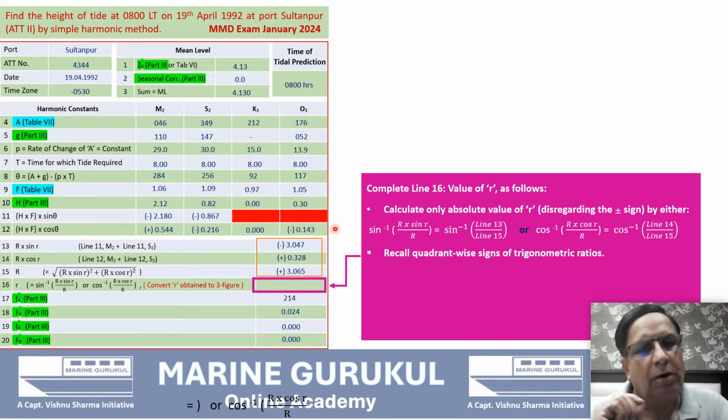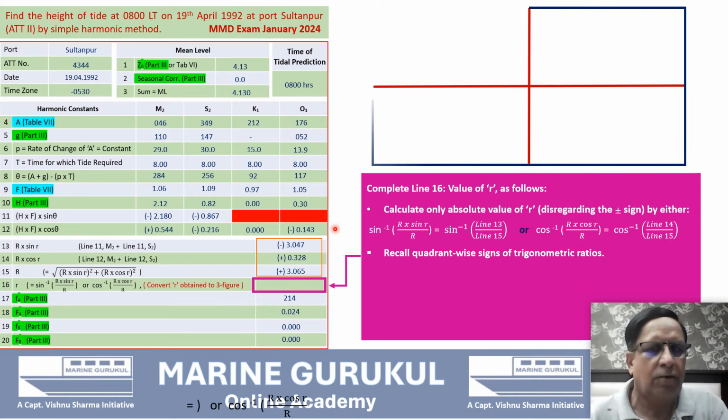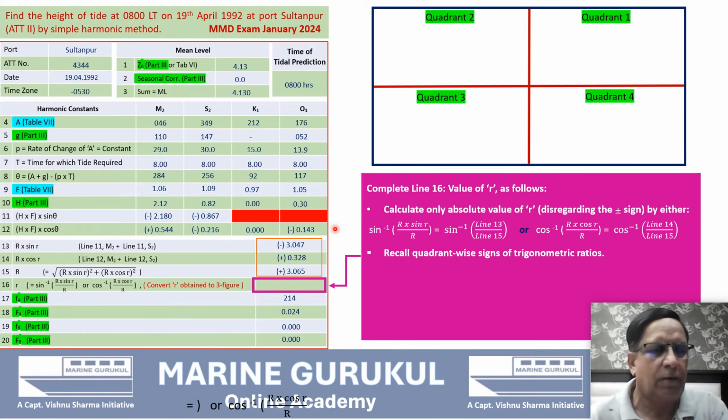Now it is important that once we get the value of r, which is only the absolute value less than 90, it needs to be assigned the quadrant, for which we can review how the trigonometric ratios are in different quadrants. We know an angle over a horizon of 360 degrees is divided into 4 quadrants. This is quadrant 1, quadrant 2, quadrant 3 and quadrant 4.